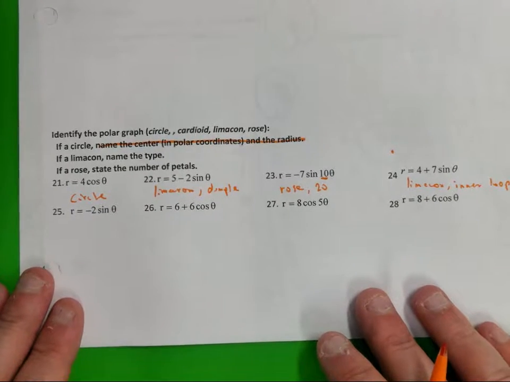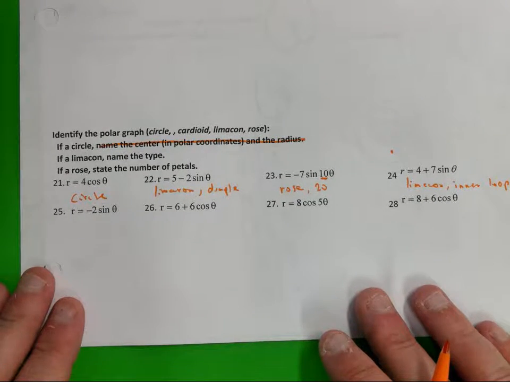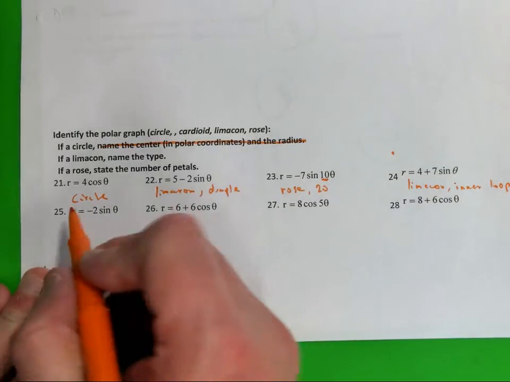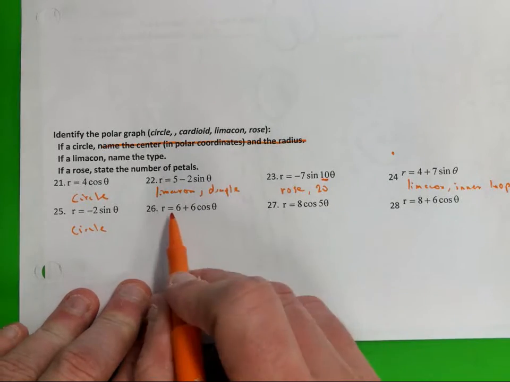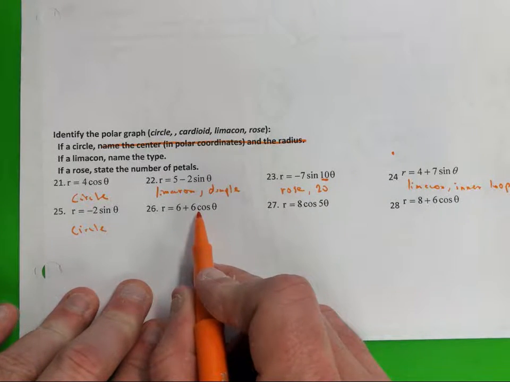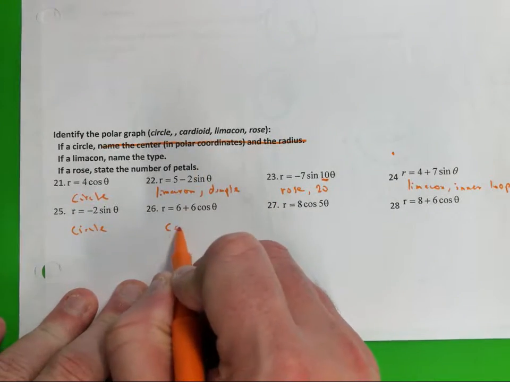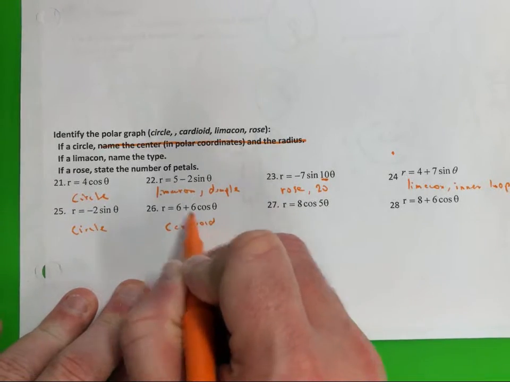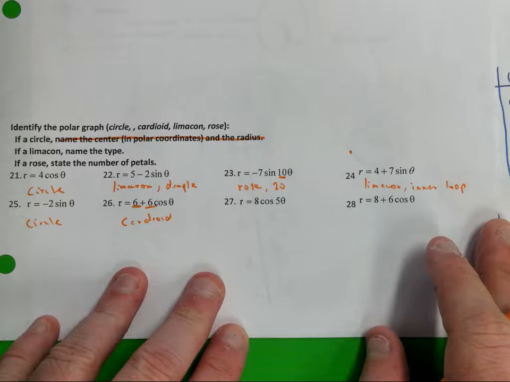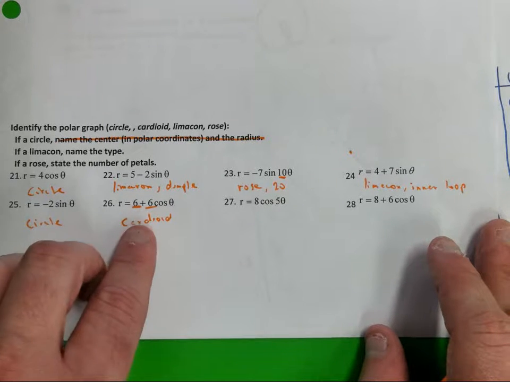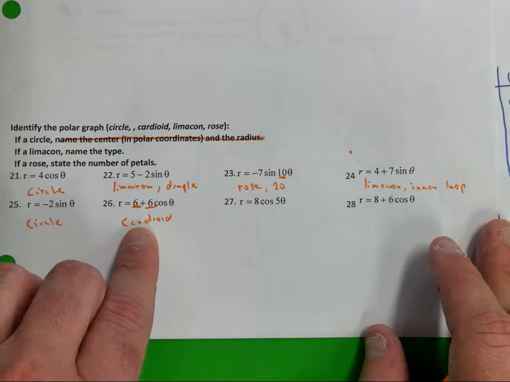Number 25. What type is that? Circle. Very good. Number 26. It is a limaçon, but what's a more specific name? Cardioid. You would put cardioid there because A and B have the same absolute value. Where would the dimple be on that one? At the what? Origin, at the pole.